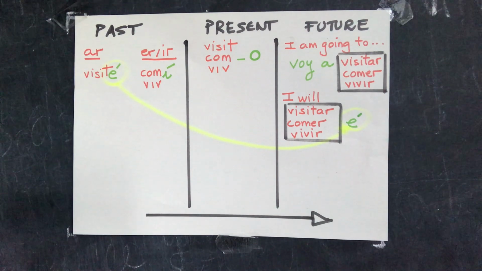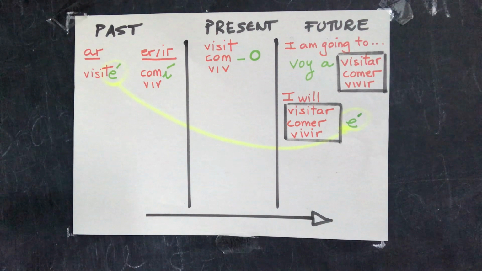I am going to read now the past followed by the future conjugation of each one of these verbs for you to hear the difference. Visité, visitaré, comí, comeré, viví, viviré.